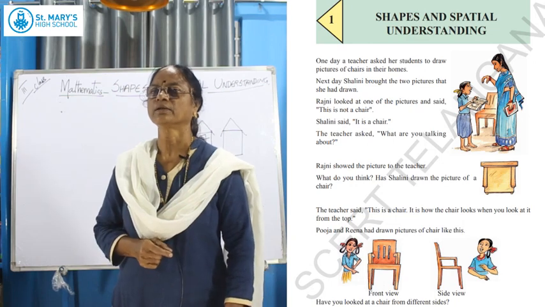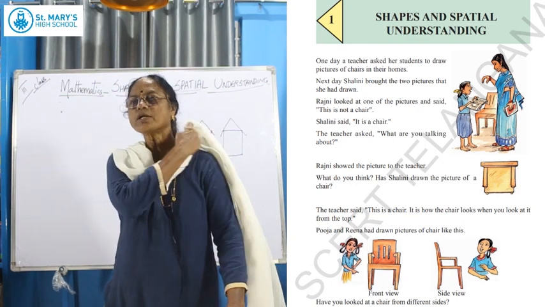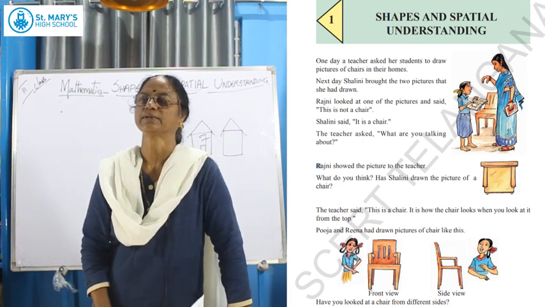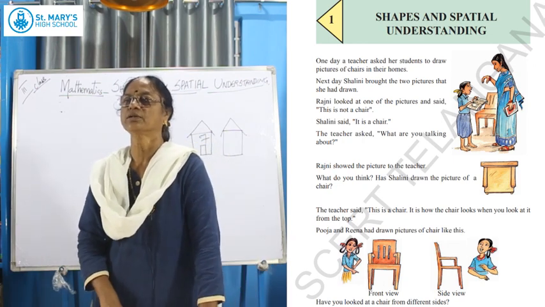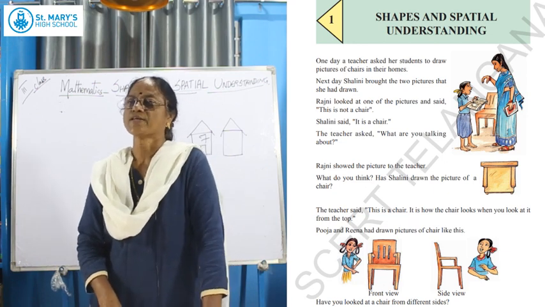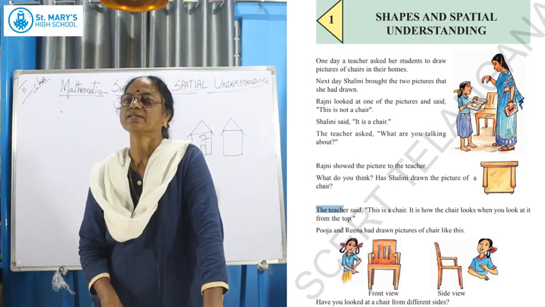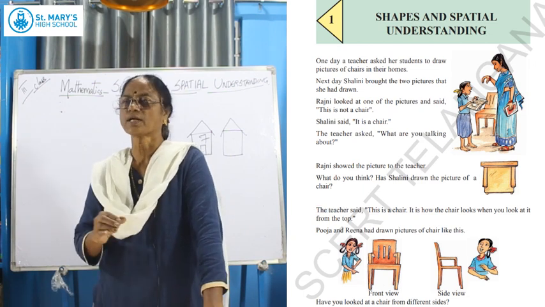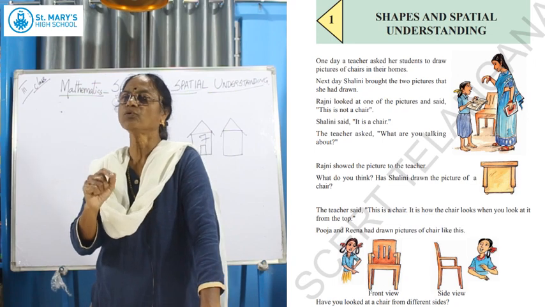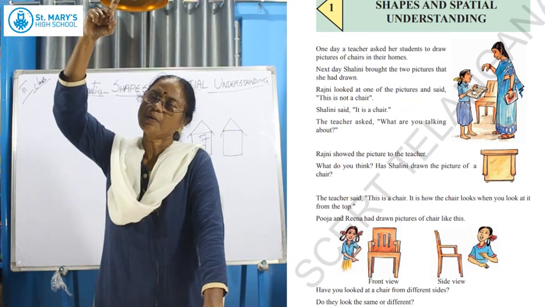Shalini said, "It's a chair." The teacher asked, "What are you talking about?" Rajini showed the picture to the teacher. What do you think? Has Shalini drawn the picture of a chair? The teacher said, "This is a chair. It is how the chair looks when you look at it from the top."